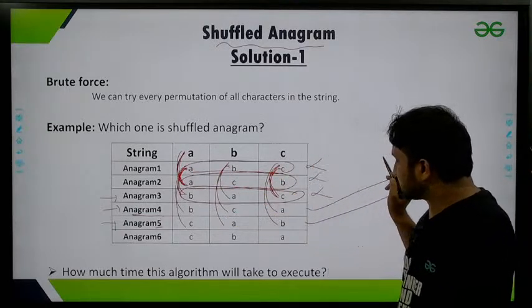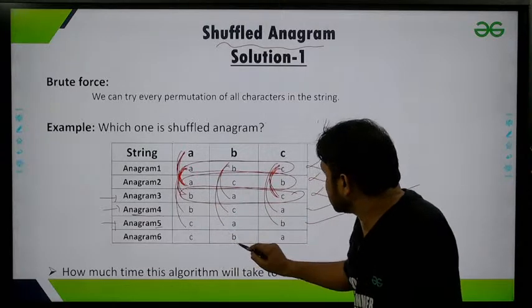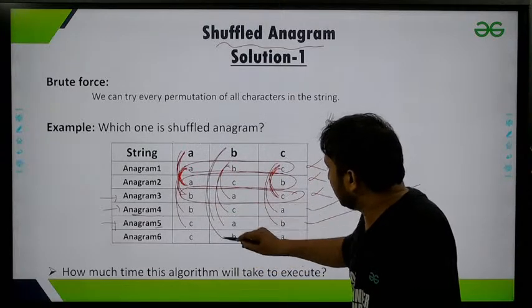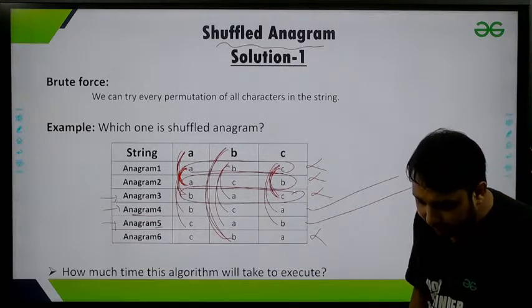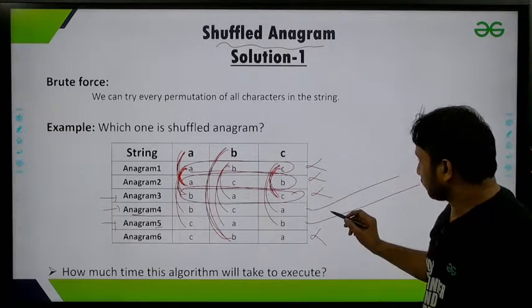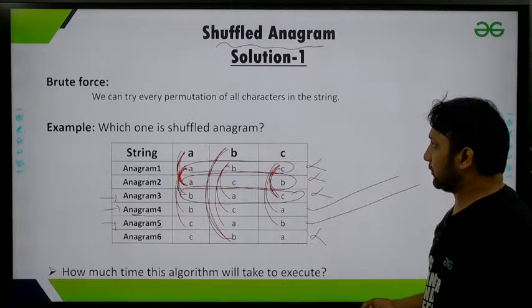So this will also not match. Here you can see, okay, B is also matching. B matching here. So this is also not the shuffled anagram. So here the 4th and 5th are the shuffled anagrams actually.